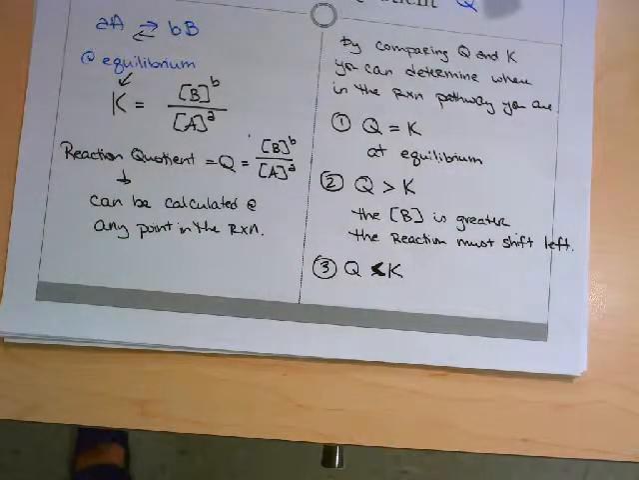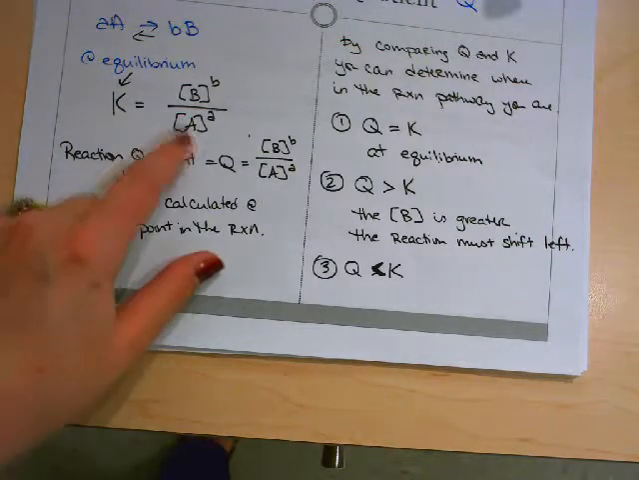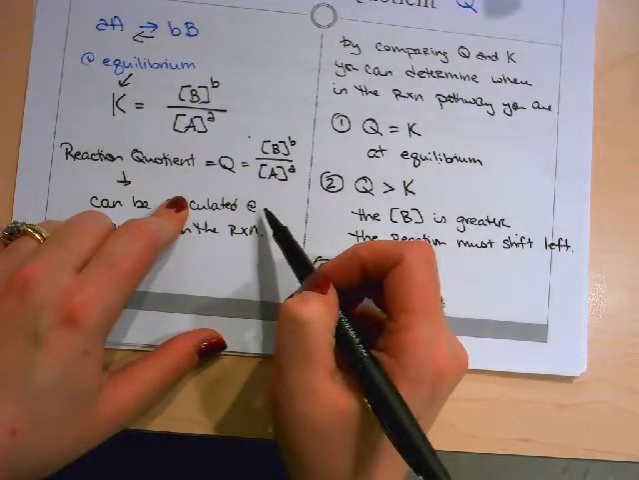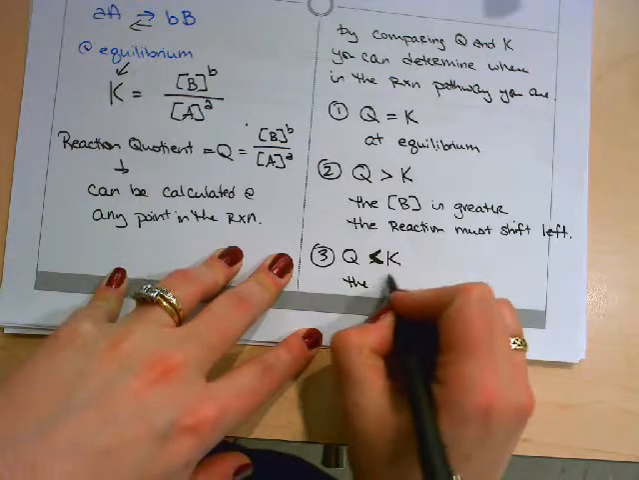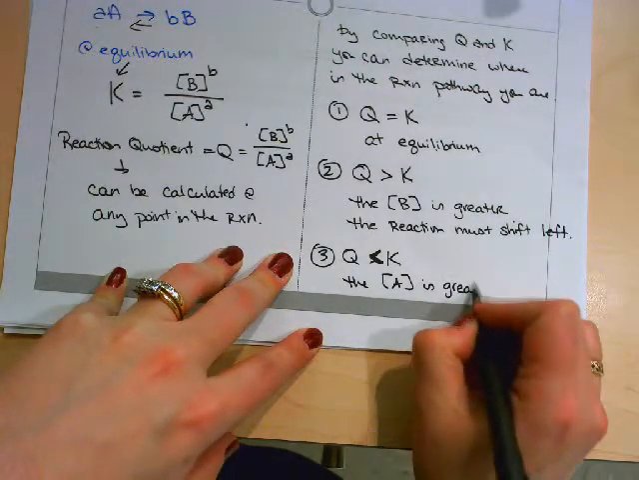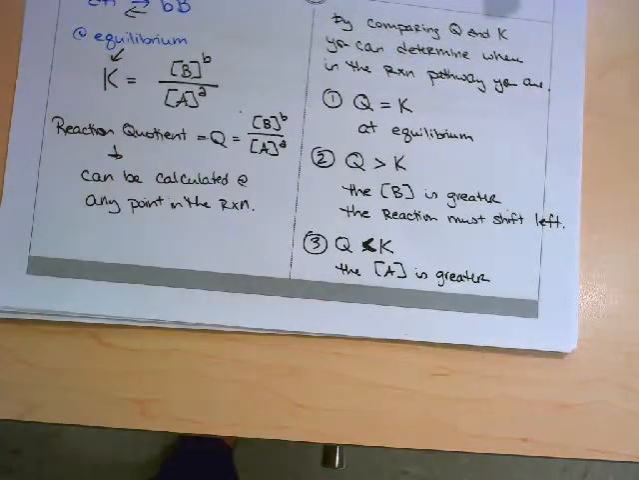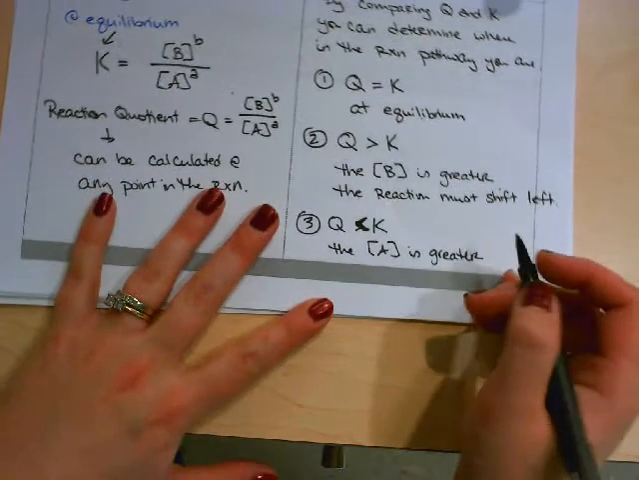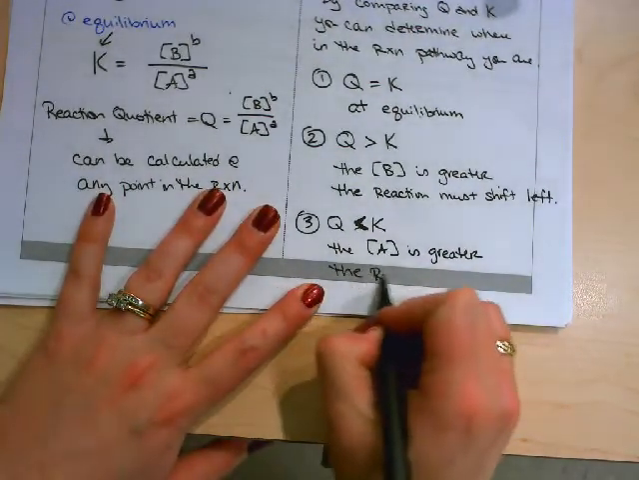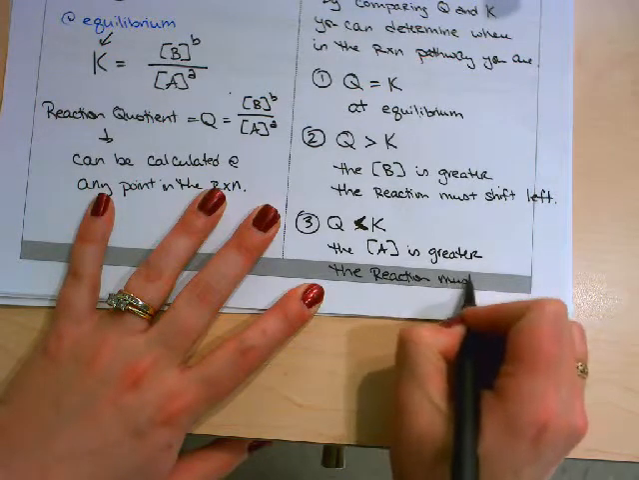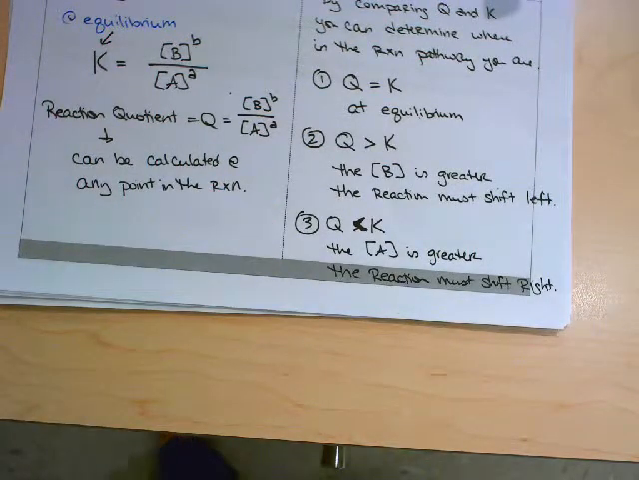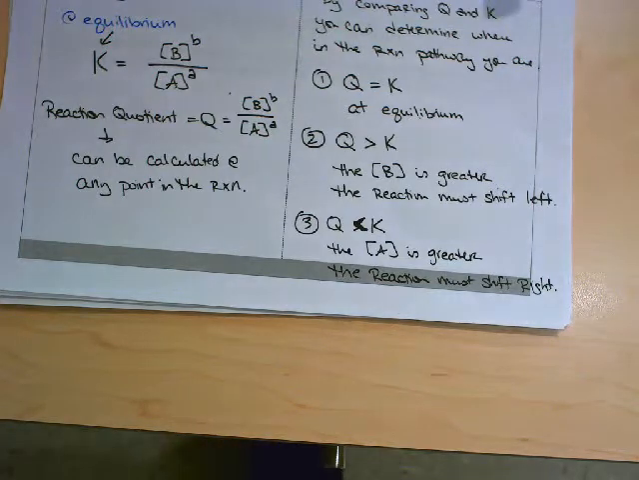The third case would be, now my Q is less than K, which must mean that, again, if this is 5 and now I have 3, I must have a bigger denominator because it's being divided by a bigger number. Which means I have too much A comparatively to where I want to be. I want to be at equilibrium. In order to get there, I have to use up more A. Which means you need to tell your reaction to start making more products, shift right, or shift towards making more products.